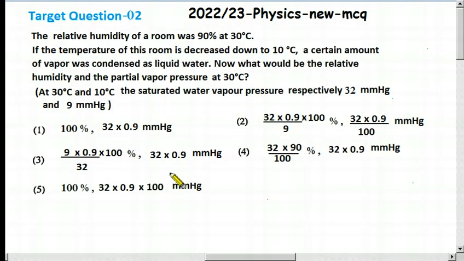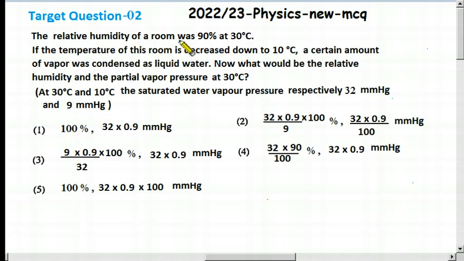Here children, I prepared target question for you. Target question number 2. Now try this honestly without looking at my answer. Now pause the video. Since you have paused the video, now I am going to try this.